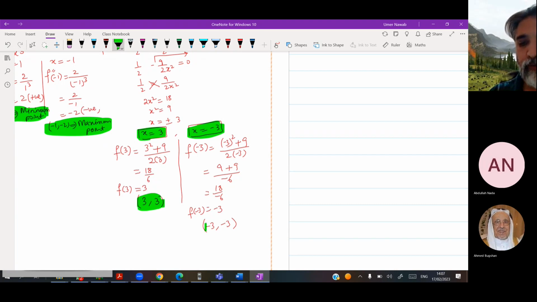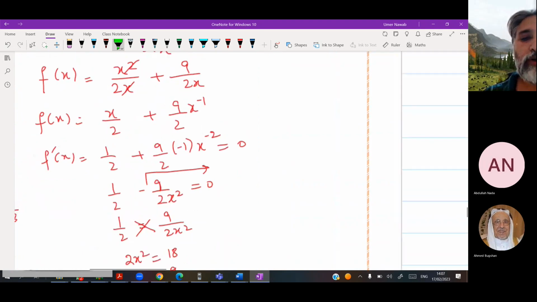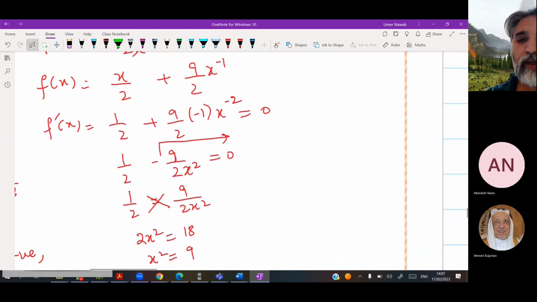Now I need to check whether both of these points are maximum or minimum. For this, I want to focus on my first derivative. Where did I find it? I found my first derivative here. I'm going to take the second derivative of this: first derivative and now second derivative.